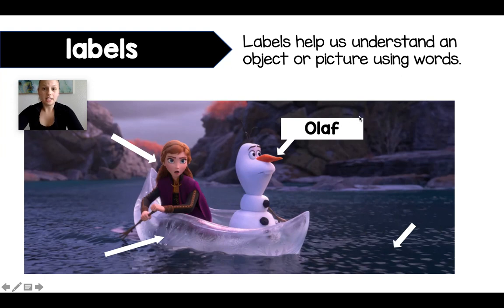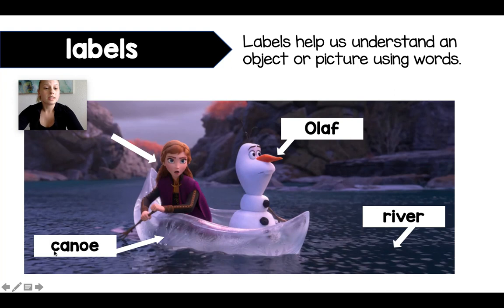Olaf. Do you see? We just put a label on the picture. So Olaf, and it's showing you that Olaf is him. What is this arrow pointing to? The water, right? The water, which is a river because they're flowing down the river. So we just added the label river. What label should we put here? What is this thing? A boat, right? It's actually an ice canoe. Canoe is a type of boat. And it's made out of ice, right? So we just added the label to show that canoe is this right here.